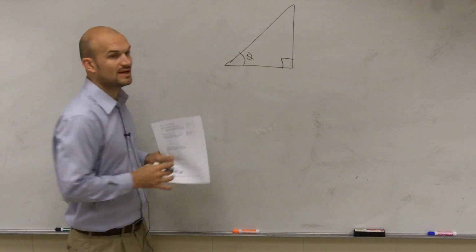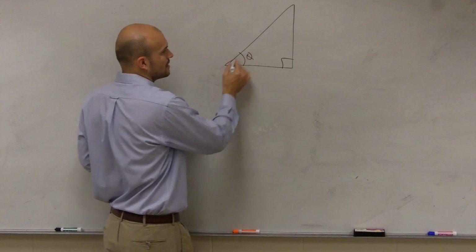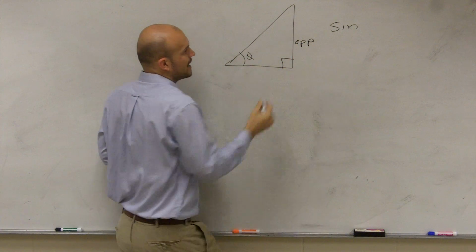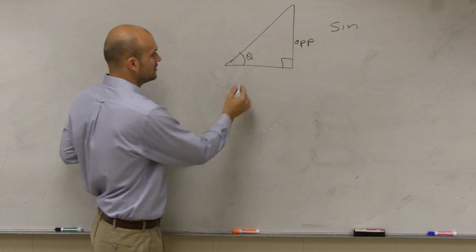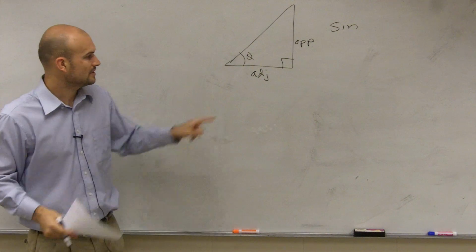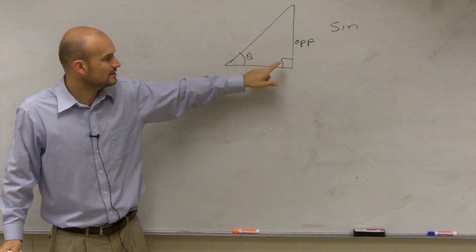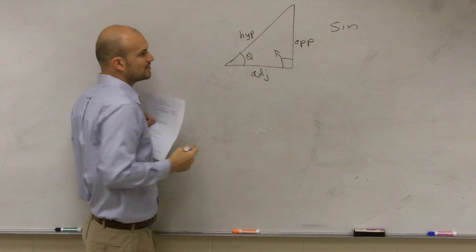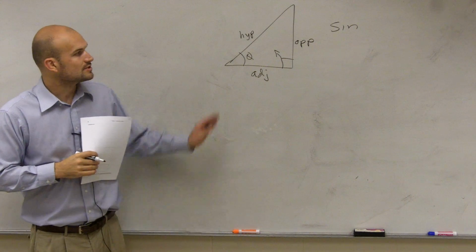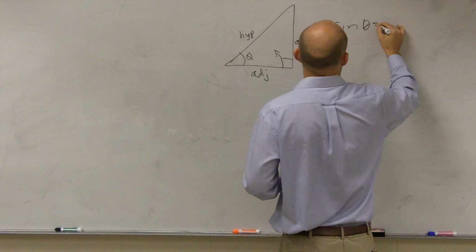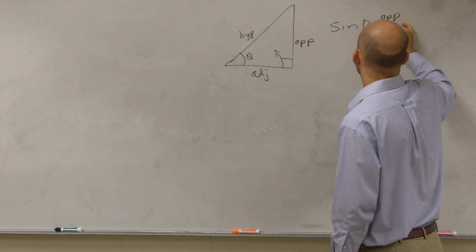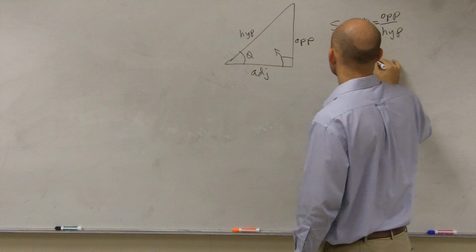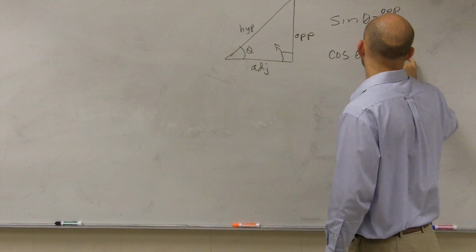So first of all, if you have your theta, the first thing we need to remember is what the trigonometric functions are. Here's theta, then here's the opposite side. It's always opposite your angle, and here's your adjacent side, which always connects your theta with your right angle, and your hypotenuse is always directly across from your 90-degree angle. So if I say what is the sine of theta, it's the opposite over the hypotenuse. And the cosine of theta is the adjacent over hypotenuse.